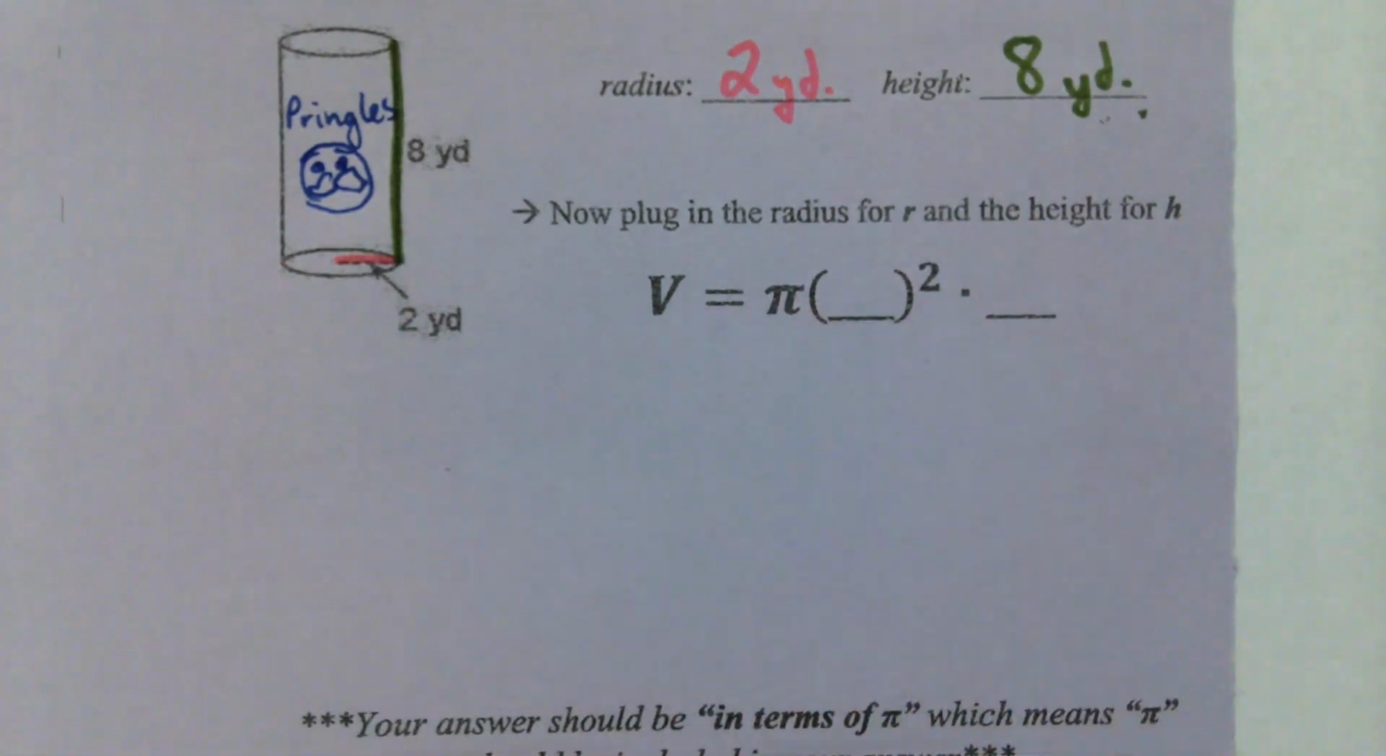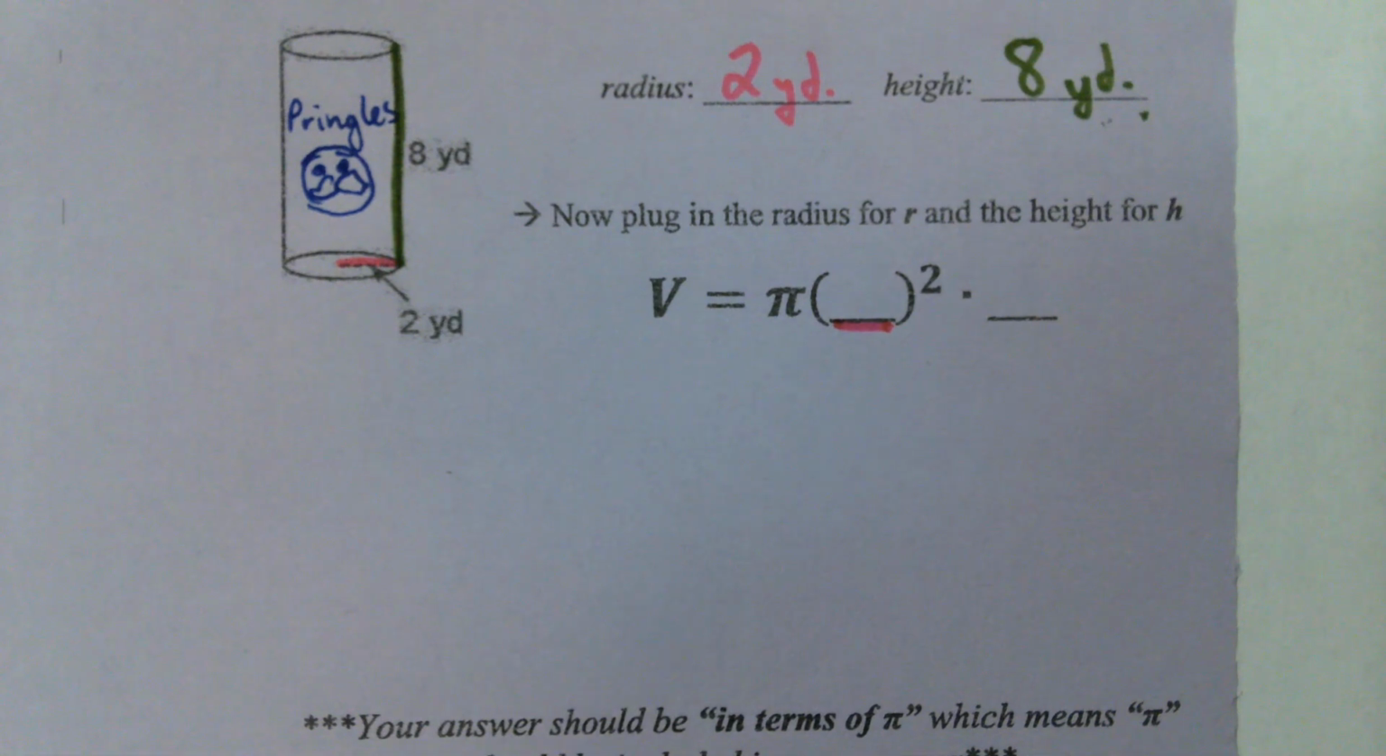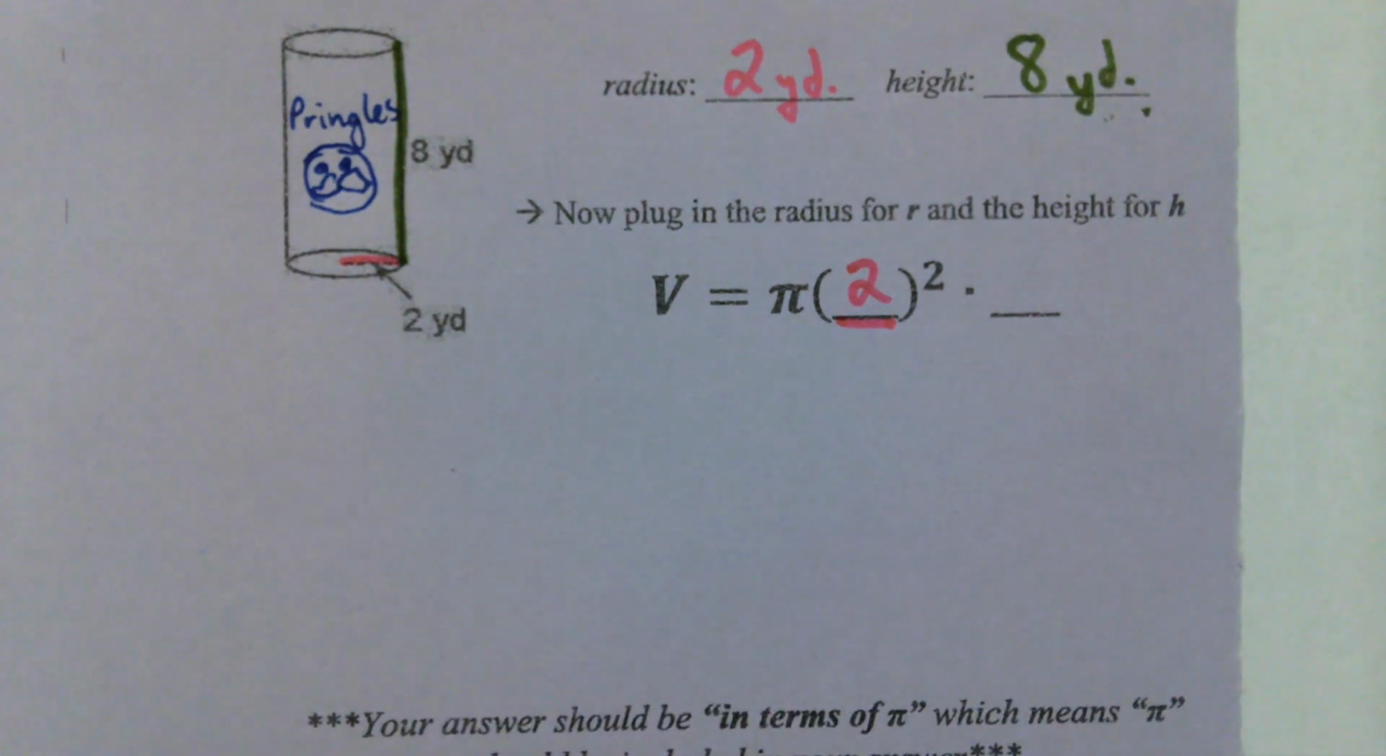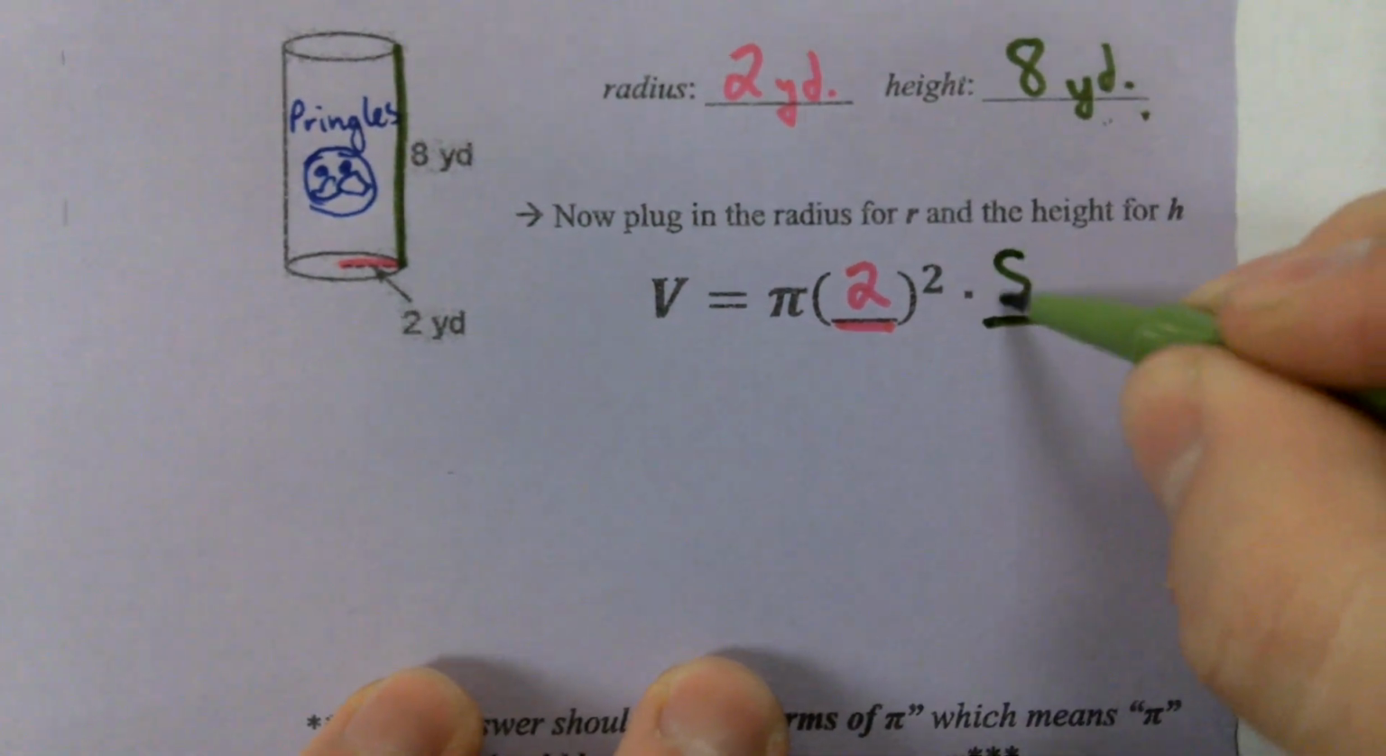So pi r squared, what was my r again here? Radius. Radius, that's right. What number represents r in this problem? 2. Times the height, 8. Exactly.